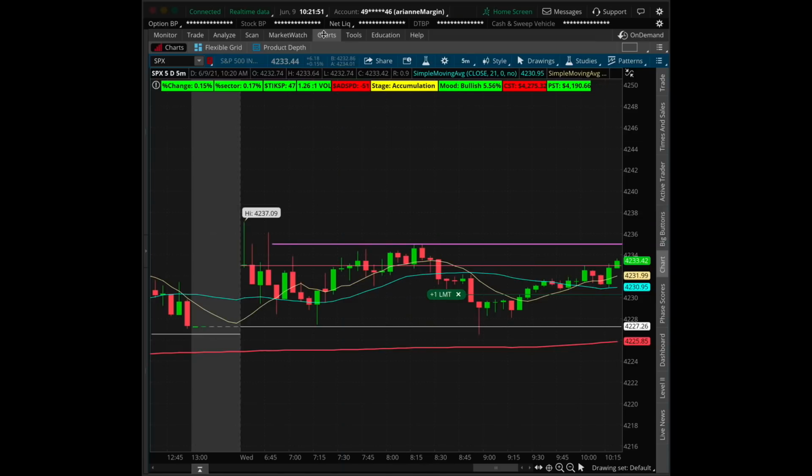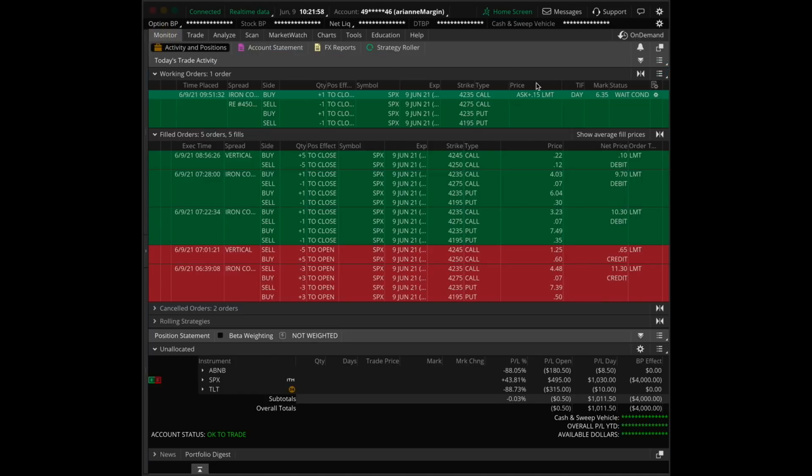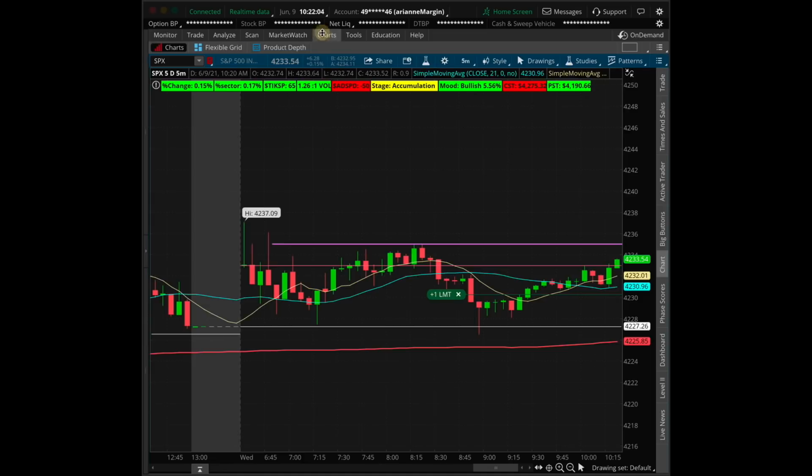All right, it is 10:21. This is what SPX looks like. It's coming closer to my short strike, which is good for the trade. This is what the mark is at. This is what my P&L looks like. And I'm going to bring my downside stop up even tighter.